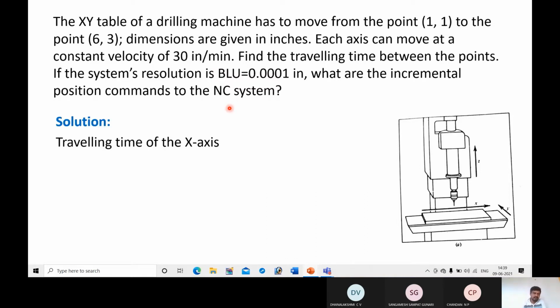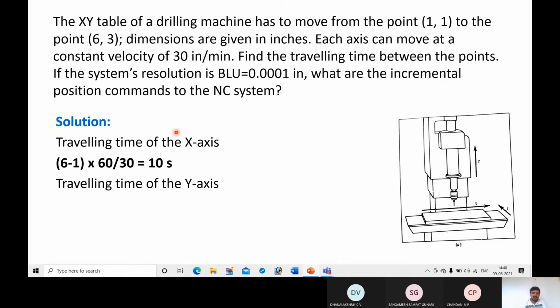Now you can understand the traveling time along the x-axis. 6 minus 1 is the distance it has to travel along the x-axis, that is 5 inches. Next, 5 by 30 will give you the traveling time in minutes. If you want it in minutes, just 5 by 30, that is (6 minus 1) by 30, is sufficient. If you want it in seconds, multiply that by 60. 10 seconds is the traveling time along the x-axis.